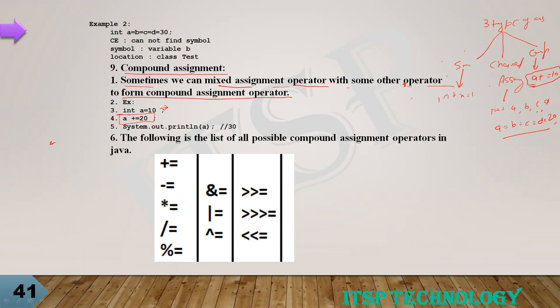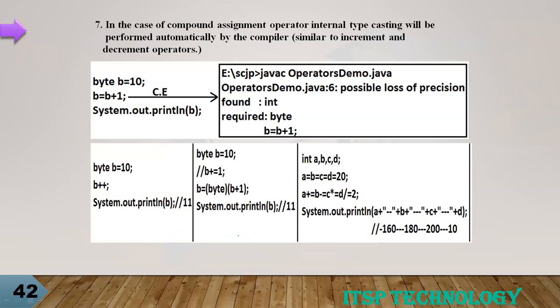A equals A plus B, where A's value is 10. There are some mixed operators: plus equals, minus equals, multiply equals, divide equals, modulo equals, and equals, or equals, XOR equals, left shift equals, right shift equals, and unsigned right shift equals. In the case of compound assignment operators, internal typecasting will be performed automatically by the compiler, similar to increment and decrement operators.